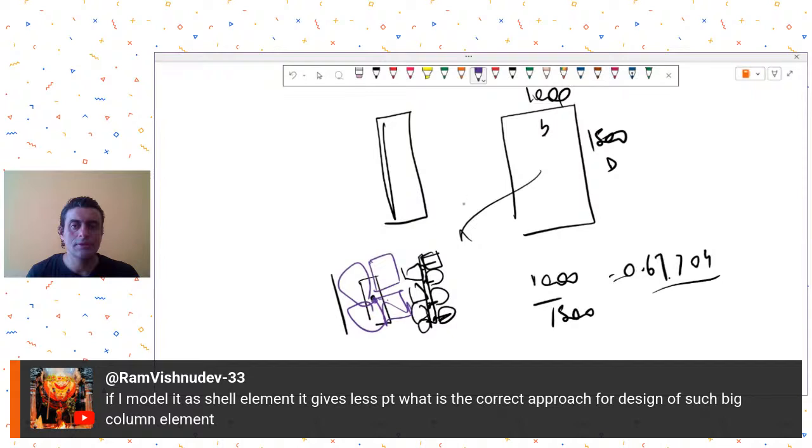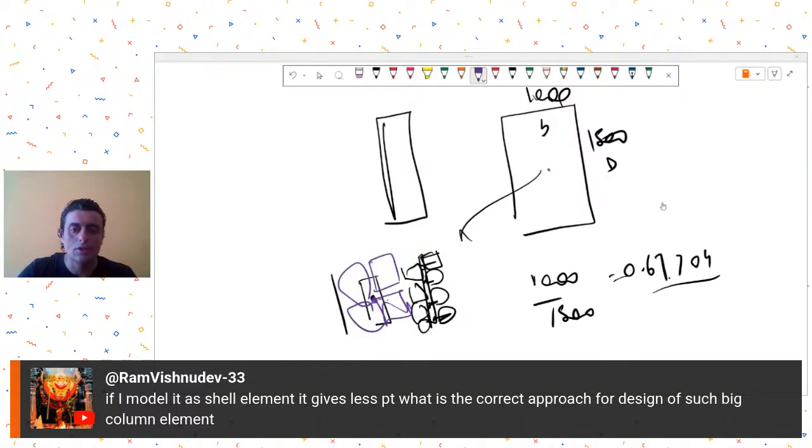So your observation is all right, that when you model it as a shell element, you may get lesser forces and moments. Generally, it will apply. Generally, the difference will be with the moment values and not so much with the actual force values. So see, many consultants, what they do is that when they have such large columns, they will make two different models. One by modeling the column elements as shell elements, and one by modeling the column elements as line elements, and then taking the larger percentage from whichever case they get.